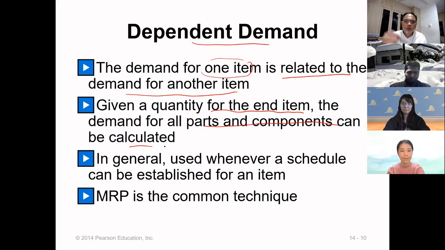Okay. So if you know the quantity, for example, when you use screws, you have 10 screws in one product. So if you're going to produce 10 products, you need 100 screws. That's the backward thinking, the backward planning. And in general, dependent demand is used whenever a schedule can be established for an item. So when you can establish a schedule, then you can use dependent demand. And for dependent demand, the most common technique is MRP.